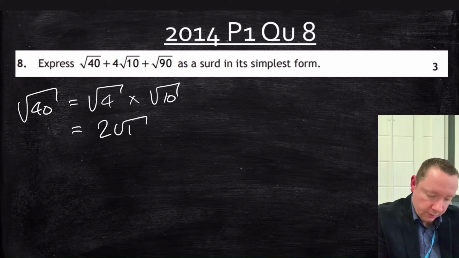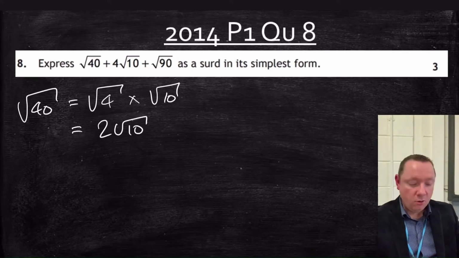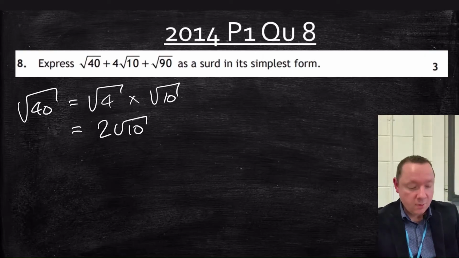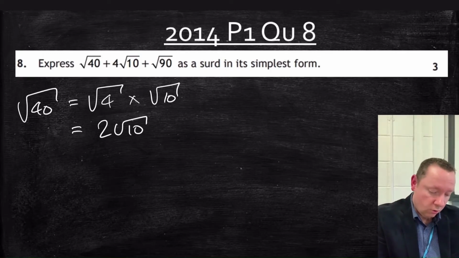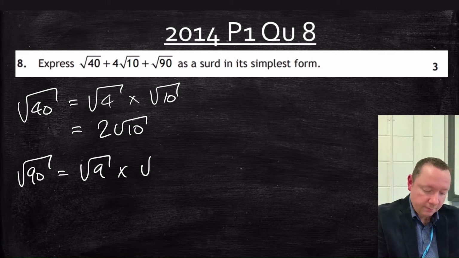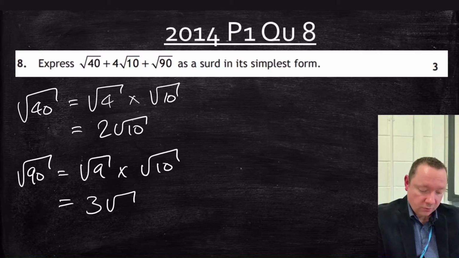to root 10. Notice how root 10 has appeared, and we now know that root 10 is already simplified because 4 is the biggest square number that goes into 40 and it gave us root 10 as an answer. So I don't have to try and simplify my root 10. So I'll now go and simplify my root 90. Well, that's 9 times 10. Square root of 9 is 3, so that gives us 3 root 10.